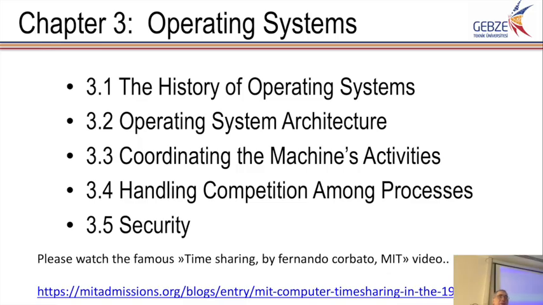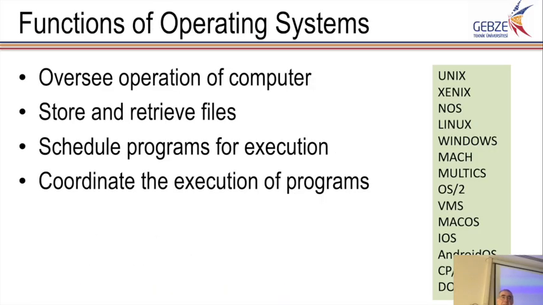We are going to talk about chapter 3: the history of operating systems, operating system architecture, coordinating the machine activities, and multiple processes. How do we handle multiple processes running at the same time? There was a famous time-sharing video, and the link is there. So we have various kinds of operating systems.